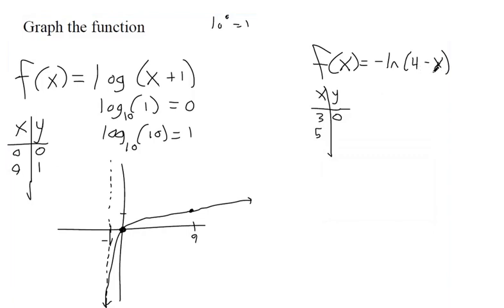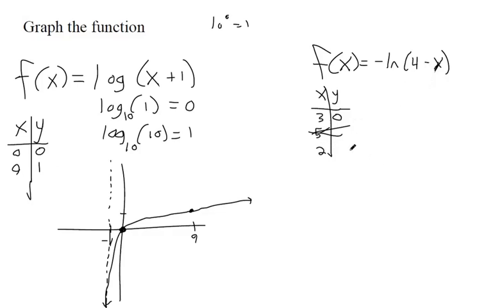4 minus 5 makes -1. Natural log of -1 in your calculator does not exist. What power do you raise e to, to make it change from positive e to -1? You can't do that. An exponent doesn't change the sign of a number. Okay, so you can't plug in 5. That's not going to help us. We can only have positive numbers in the argument of a logarithm.